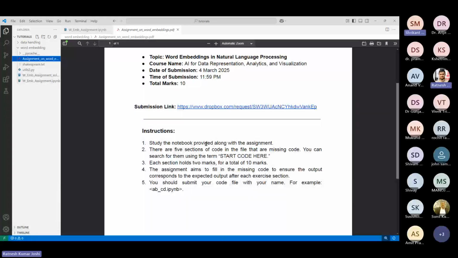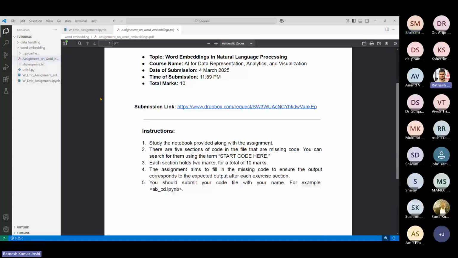So you have to study the notebook that is provided in the assignment. There are five sections of the code in the file that are missing the code, and you can search for these missing code pieces by using the term start code here. Each section holds 2 marks, so the entire assignment holds a total of 10 marks. The assignment is to fill in the missing code to ensure the output corresponds to the expected output after each exercise.